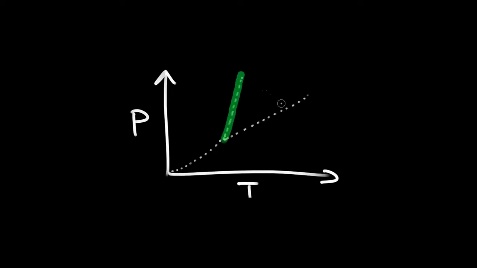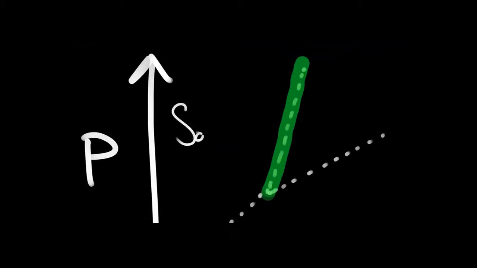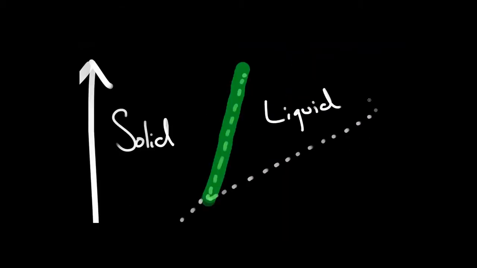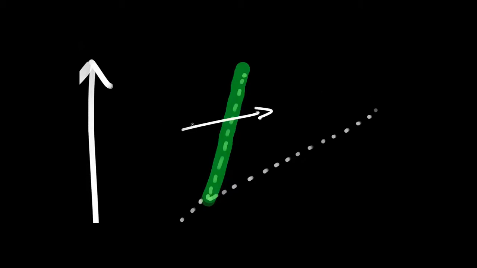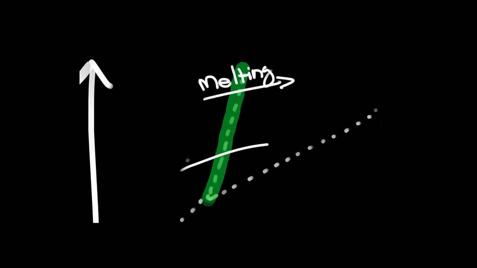This boundary represents the equilibrium between the solid and liquid phases. If a substance is solid and transitions to liquid with varying temperature and/or pressure, the substance undergoes melting. The opposite process is called freezing.